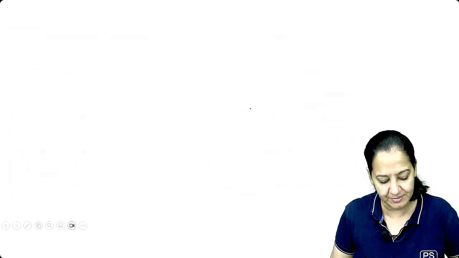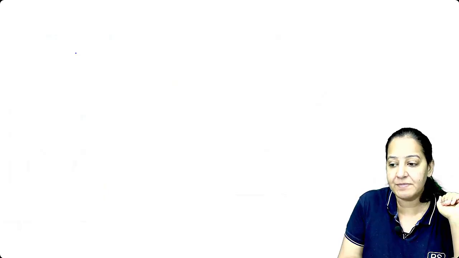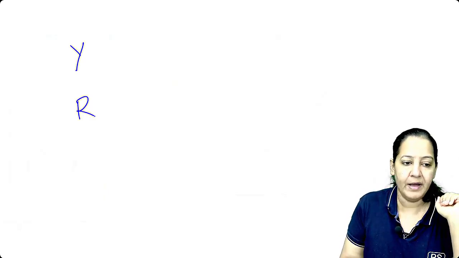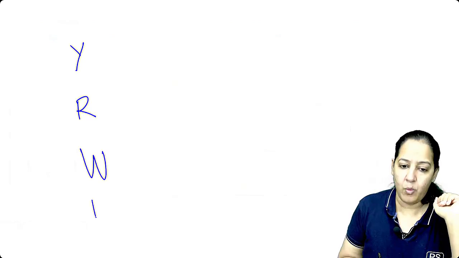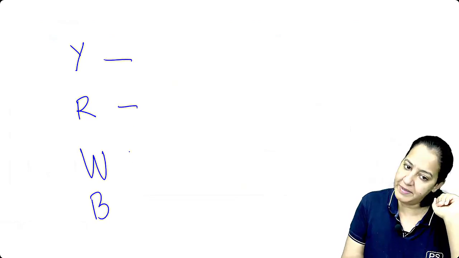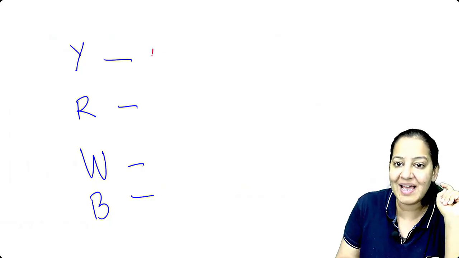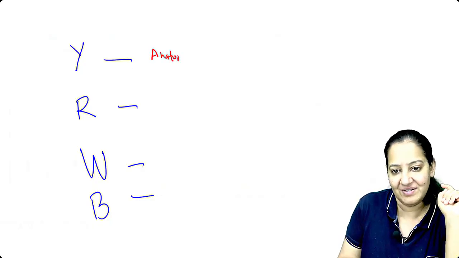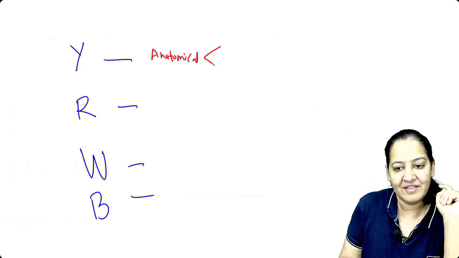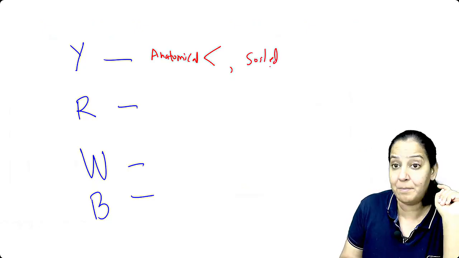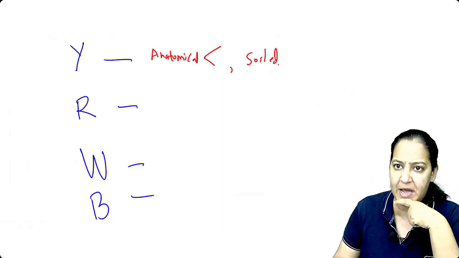Tell me the 4 dustbins, please. Can you please tell me the 4 dustbins? What are the 4 dustbins I told you? Yellow, red, white, blue. Can you please enumerate in short? We will write it once. Okay? Yellow contains anatomical waste, whether human or animal. Not only this, it contains soiled waste, blood contaminated, or any fluid contaminated.